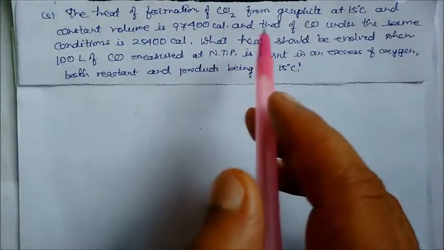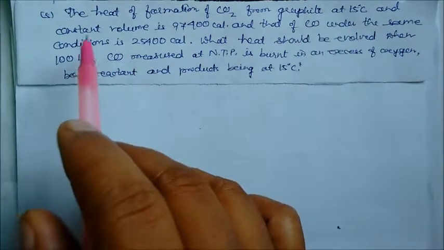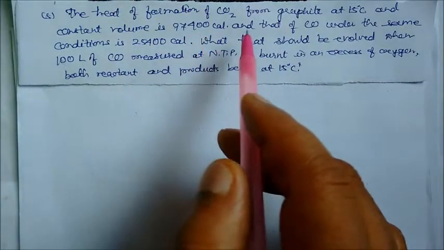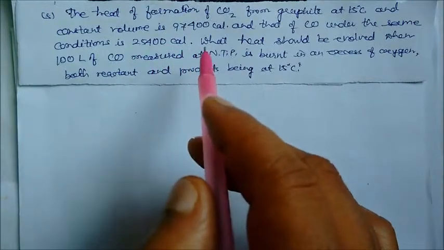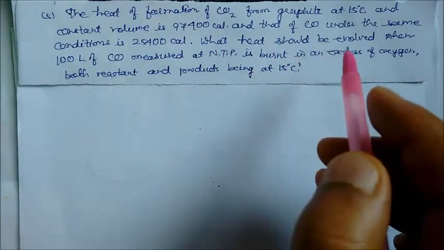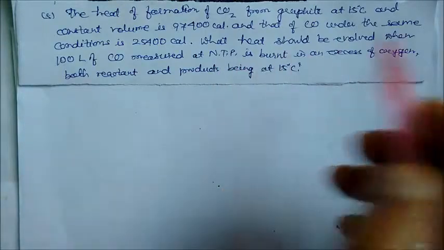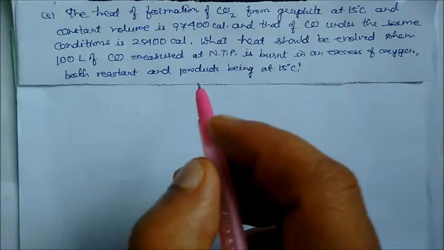The heat of formation of carbon dioxide from graphite at 15 degrees centigrade and constant volume is 97,400 calorie, and that of carbon monoxide under the same condition is 25,400 calorie. So what heat should be evolved when 100 liter of carbon monoxide measured at NTP is burned in excess of oxygen, both reactant and product being at 50 degrees centigrade?